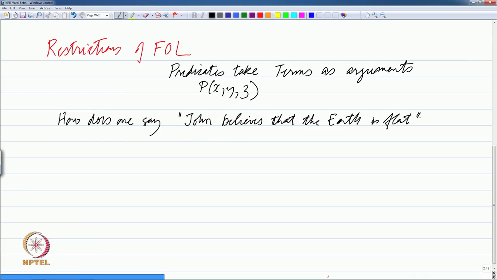Okay. This is an example which I have taken from this book by Charniak and McDermott, one of the popular books on AI, and they have a nice section on logic and deduction, which I would encourage you to read essentially. How do you express something like "John believes that the earth is flat" essentially?